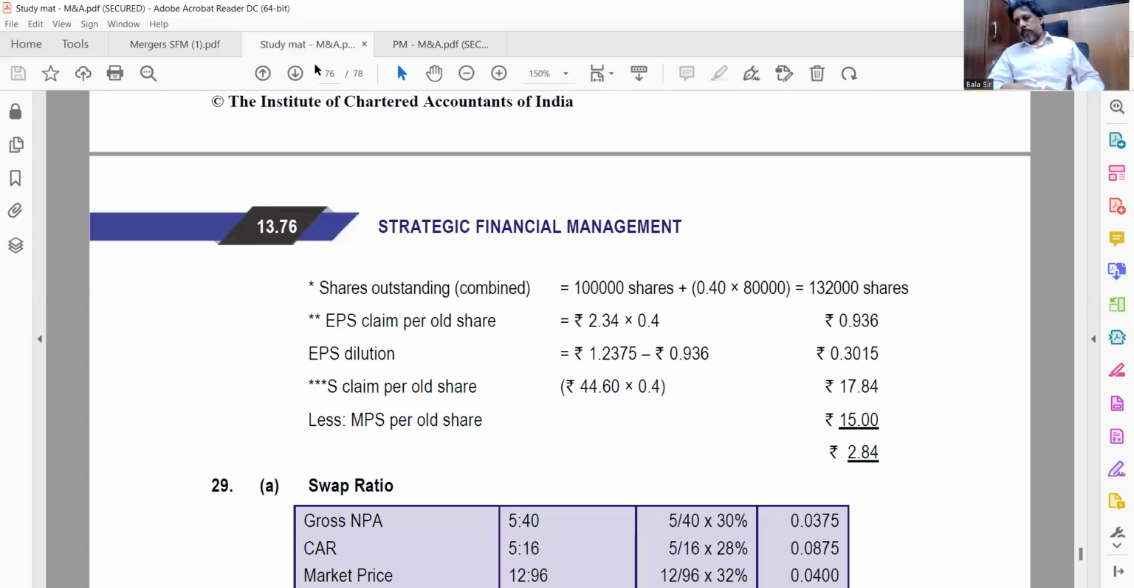Then EPS claim as per old share is 2.34 into 0.4. That is 0.936. That is the EPS claim for a person holding 1 share, who gets only 0.4 share in BA, right? So 0.4 into 2.341 is 0.936. So 1.2375 minus that. Have they done? Yes, sir. So the EPS dilution is equal to 1.2375 minus 0.936, which is 0.3015. Rupee 0.3015 is the dilution per share. Is that fine? Yes, sir.